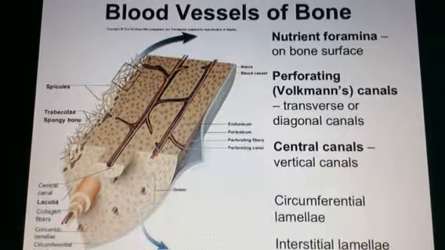So this is an up-close picture of the layout of those blood vessels within the bone, and you can see those central canals and then the Volkmann canals that cut across, the transverse or diagonal canals. I think that's all from here. So the central canal and then those Volkmann's canals that adjoin them.